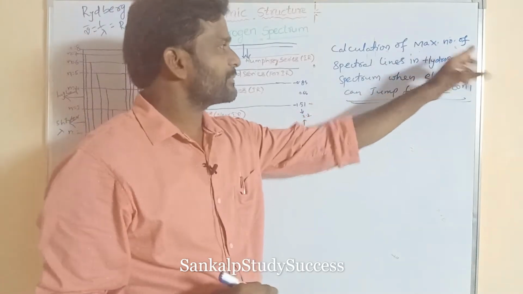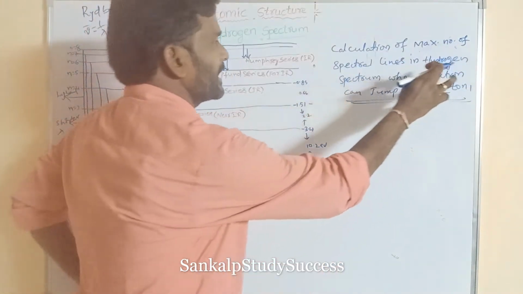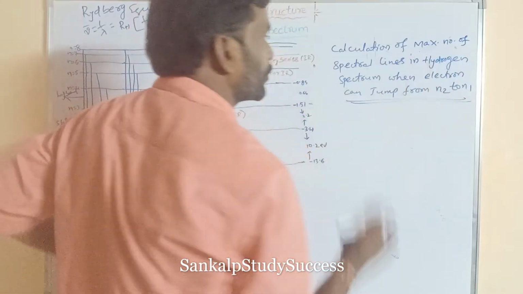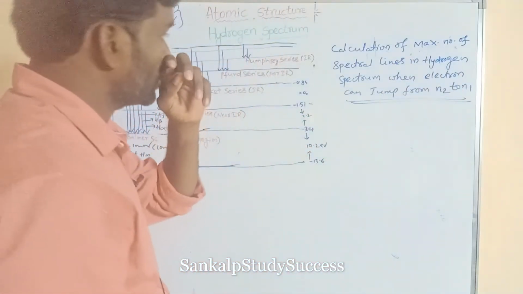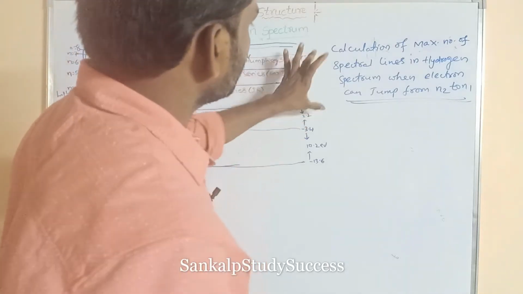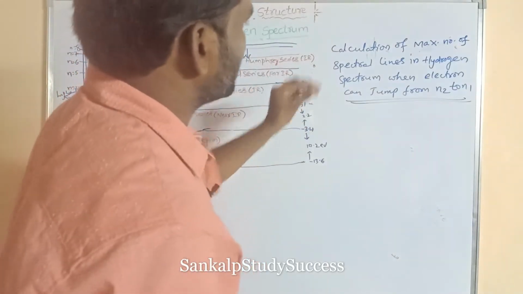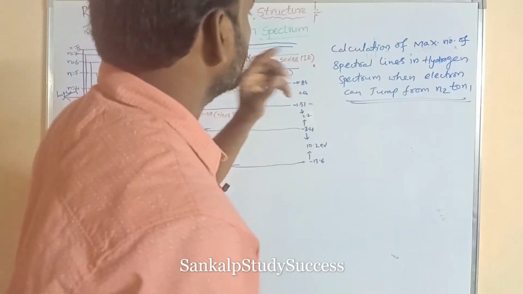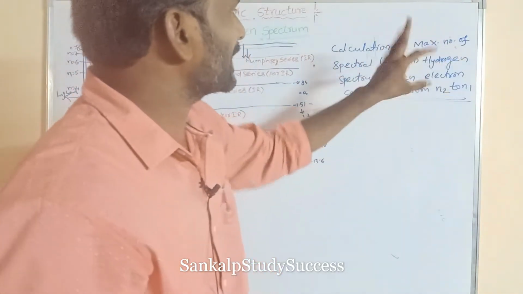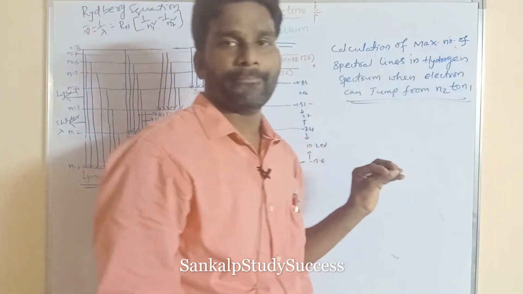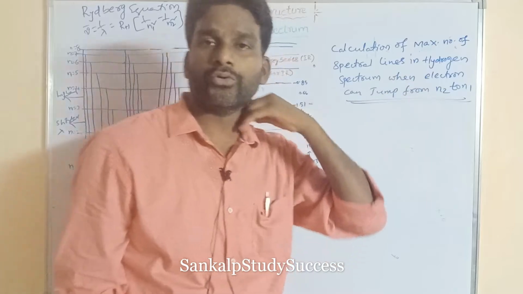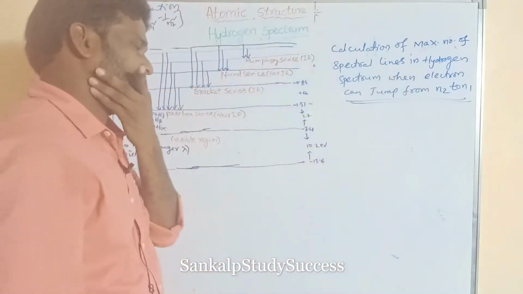Calculation of the maximum number of spectral lines in the hydrogen spectrum when an electron can jump from n2 to n1. Now I am going to explain the calculation of the maximum number of spectral lines in the hydrogen spectrum when the electron can jump from n2 to n1.